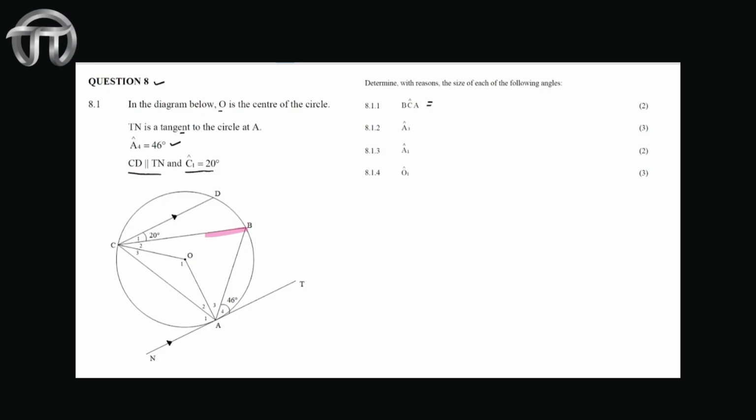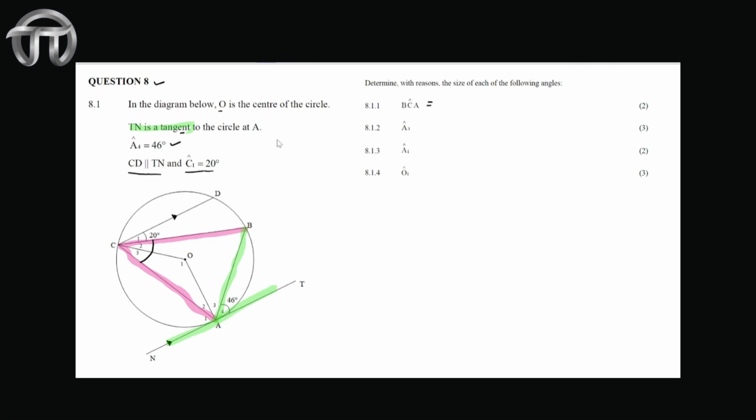If you follow this trail from B to C and then go back down to A, you will notice that the angle they're talking about is this one here, C2 and C3. That is our BCA. Now if you go back to your theorems, you will recall that we have a theorem that says the angle between the tangent and the chord. If you look at the line BA, this is your chord, and this line here, TN, is given in the statement as a tangent to the circle.